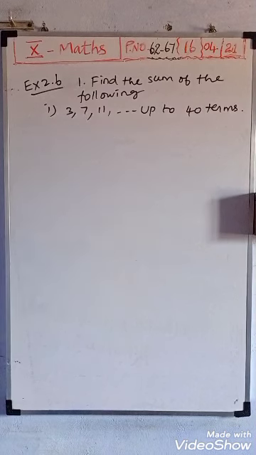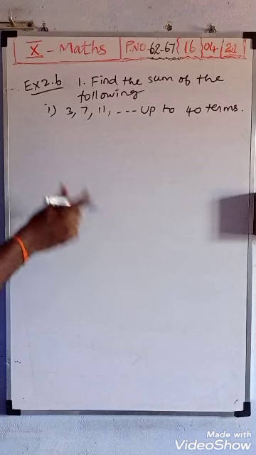See exercise 2.6, first question, first part. Find the sum of the following. An arithmetic progression is given, 3, 7, 11, up to 40 terms should be added. What is the value of this arithmetic progression?